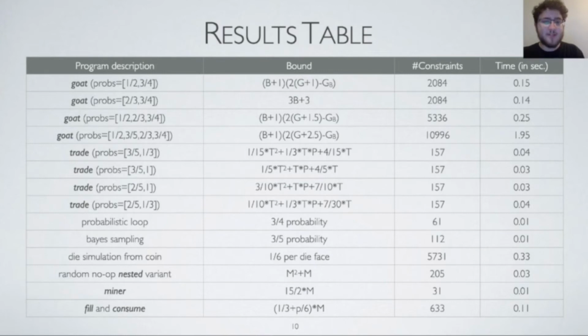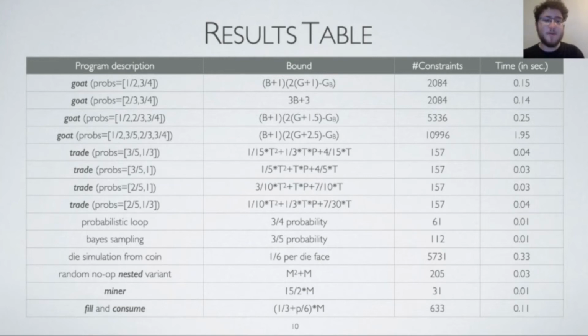The bounds themselves are of various complexities, but one nice takeaway is that the time taken to analyze these programs automatically is usually well under 1 second. This is good because real-world analyses need to run in a practical time frame.